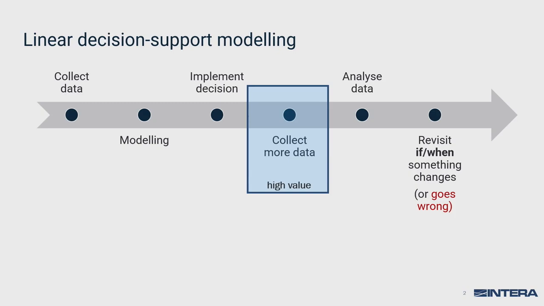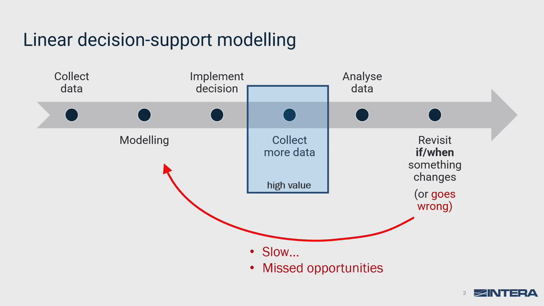And we only get called back in when either the management plan needs to be changed, or when something goes wrong, either our model was wrong or something has changed. But this process is slow. It can take several years, depending on how frequently the decision is revisited or how long it took for the model to be known to be wrong.